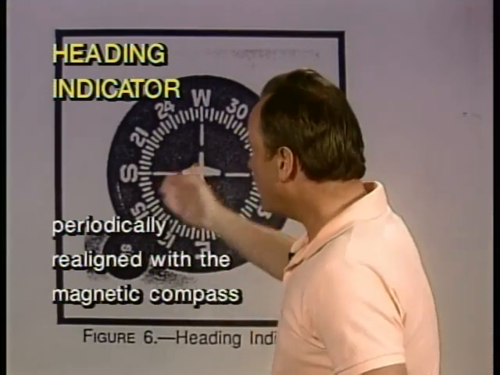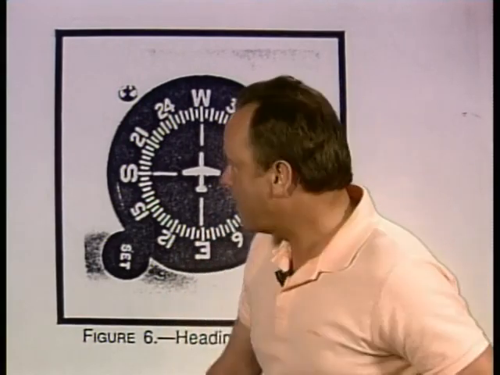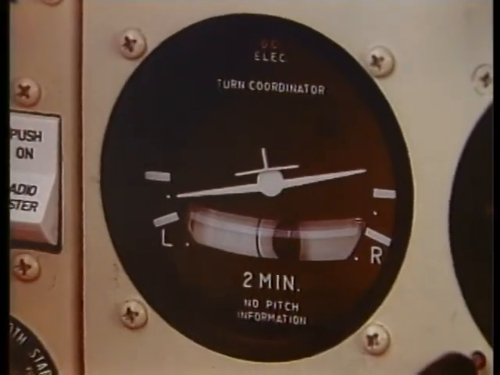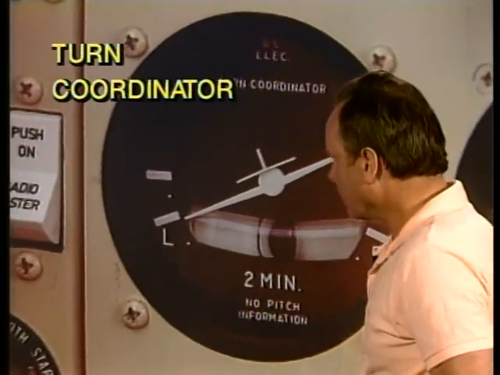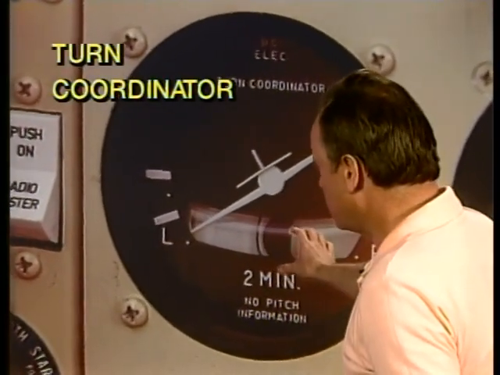Now, the reason you have a heading indicator in an aircraft is the compass is not accurate during certain times when you're flying the airplane, and so you have a habit of looking at the heading indicator because the compass is bouncing around. We'll talk more about the errors in the compass. You and I take a look at another instrument, and that's the turn coordinator. Turn coordinator, of course, shows you whether or not you're coordinated.